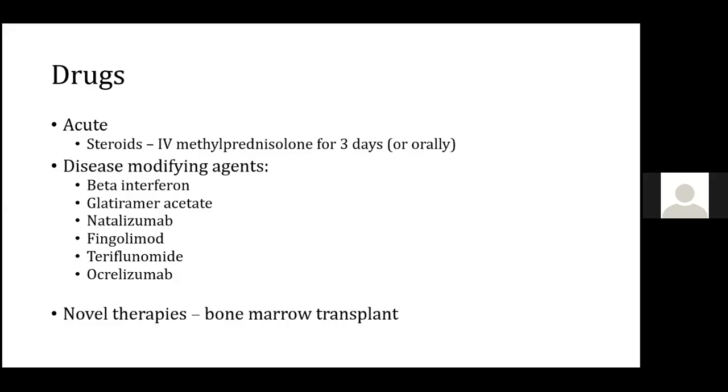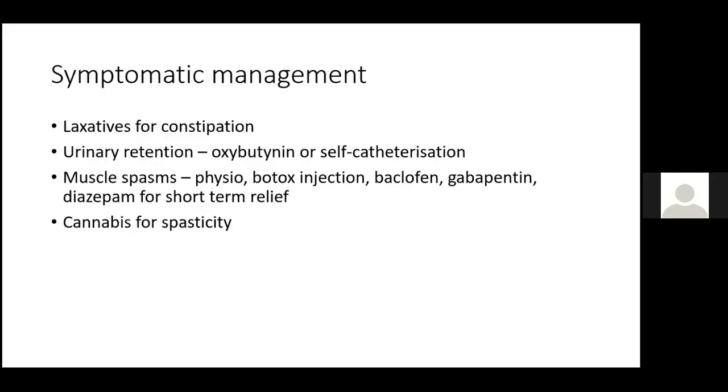And then there are new novel therapies, which was made in my hometown, Sheffield, the bone marrow transplant. So it's always worth looking into if you're interested. And then symptomatic management as well, like I mentioned, so laxatives for constipation, urinary retention, you can give oxybutynin or intermittent self-catheterization. Muscle spasms can be treated with physio, Botox injections, baclofen pumps, gabapentin, diazepam. And then there's also scope for cannabis, which is an interesting area to look into if you're interested, for spasticity.